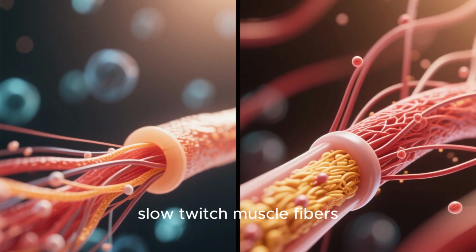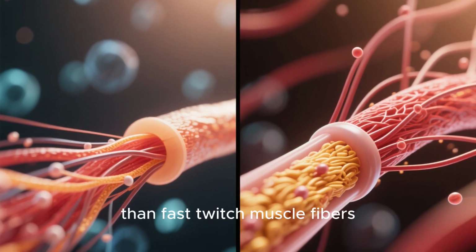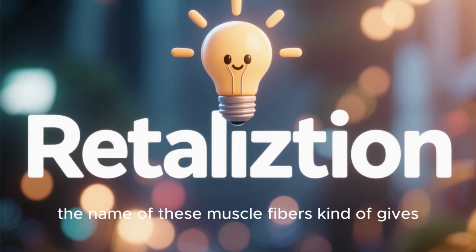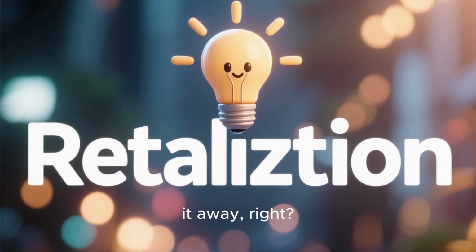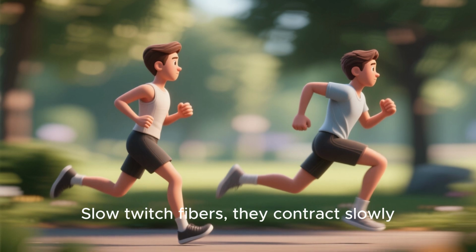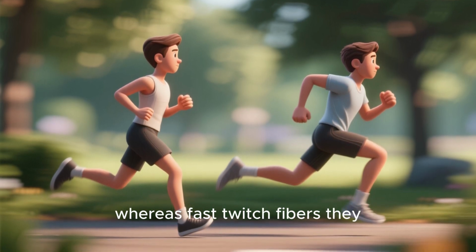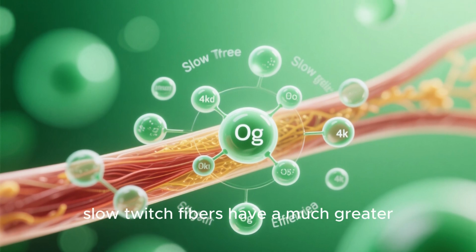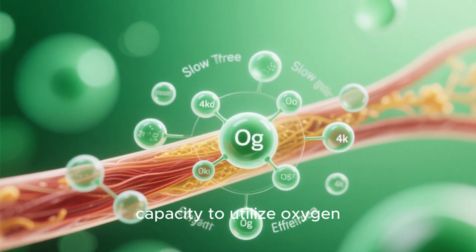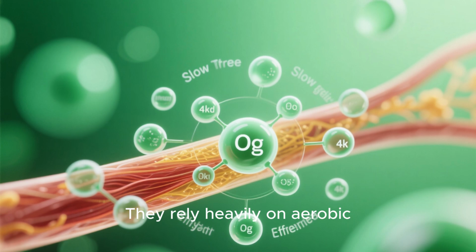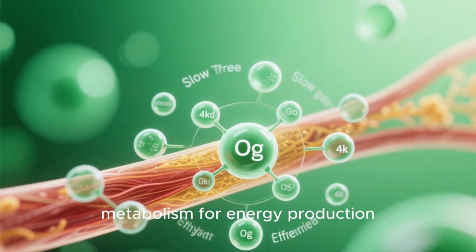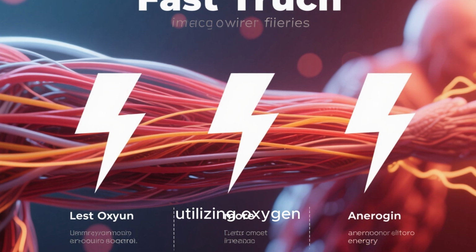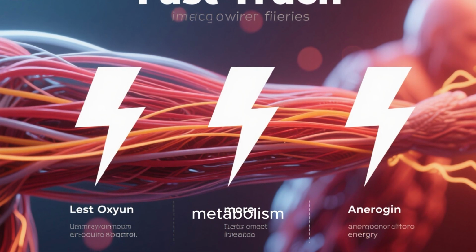Number 10, slow twitch muscle fibers contract more slowly than fast twitch muscle fibers. Now, as you would guess, the name of these muscle fibers kind of gives it away, right? Slow twitch fibers contract slowly, whereas fast twitch fibers contract quickly. The reason for this is because slow twitch fibers have a much greater capacity to utilize oxygen. They rely heavily on aerobic metabolism for energy production, whereas fast twitch fibers are much less efficient at utilizing oxygen, so they rely heavily on anaerobic metabolism.